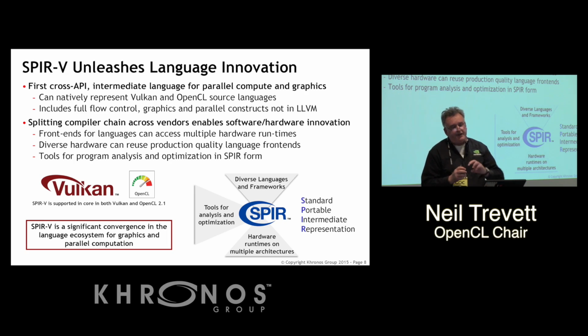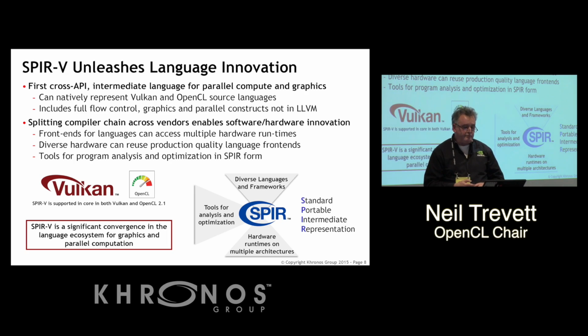So now we have the software guys innovating in languages and frameworks independently from the hardware guys innovating on hardware architectures. And we also think that this brings a real opportunity for the tools vendor community to actually develop and ship tools for software in SPIR form. And I think it is pretty big news that Vulkan and OpenCL now have both converged on using the same IR. It's a stepping stone in converging languages for graphics and parallel processing.